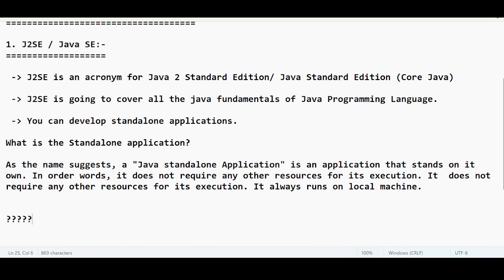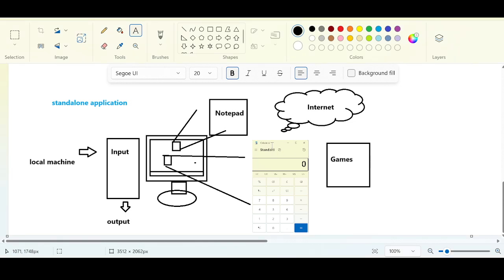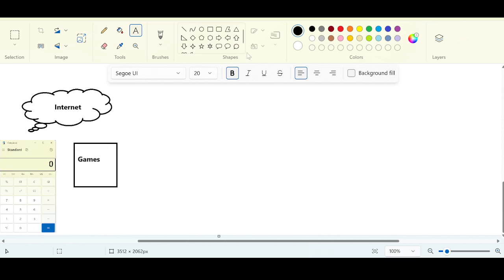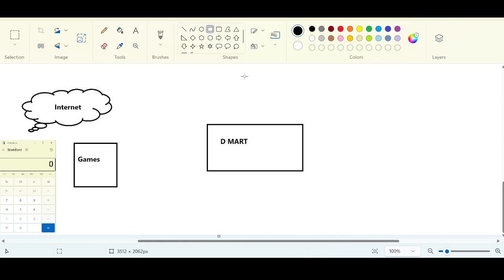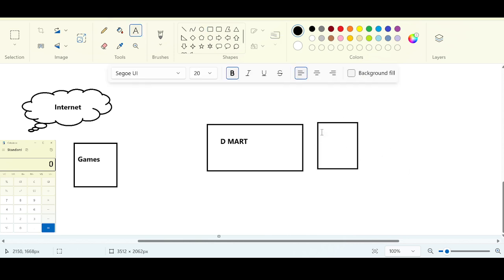Trust me, guys, these are not only standard applications. For example, let us say you are visiting a supermarket, the D-Mart, everyone knows D-Mart, or any kind of commerce, e-commerce shopping, or any kind of offline shops. Let us say the D-Mart example. During billing, they operate upon a separate application that is dedicated only for D-Mart, so that they can deal with the billings.